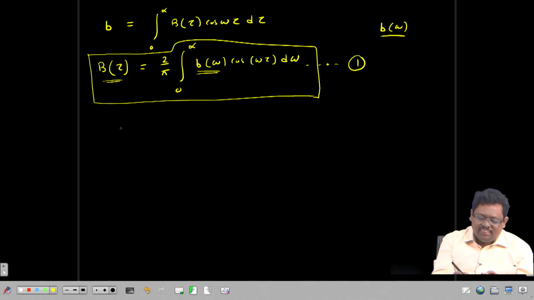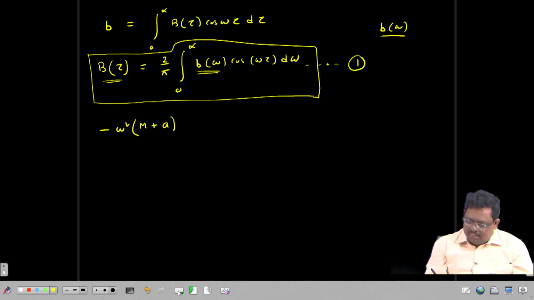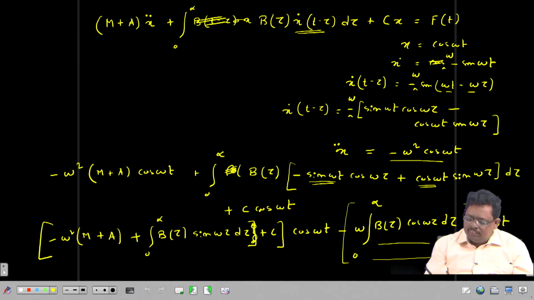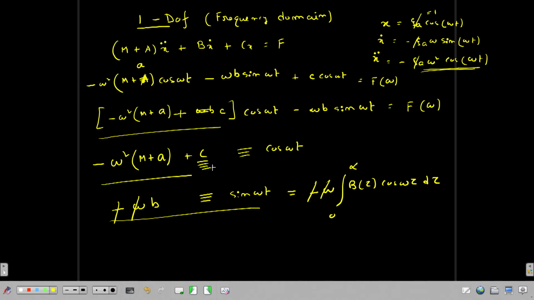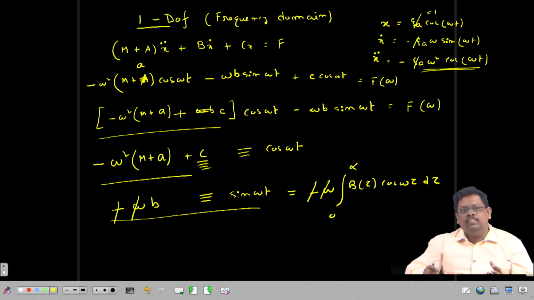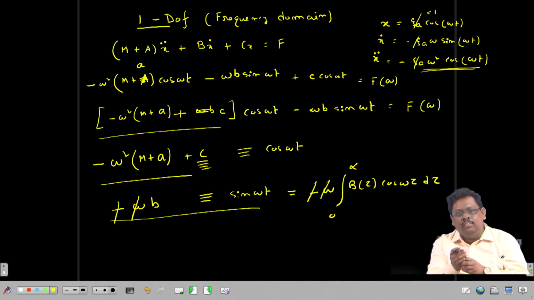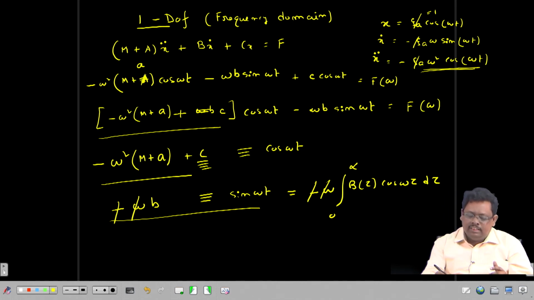Okay. So, it is minus omega square into m plus a, and of course, we probably don't write this C, because this C is nothing but the restoring coefficient, which is the same whether we use the time domain panel method using IRF, or the frequency domain panel method. This C is always a geometric property.